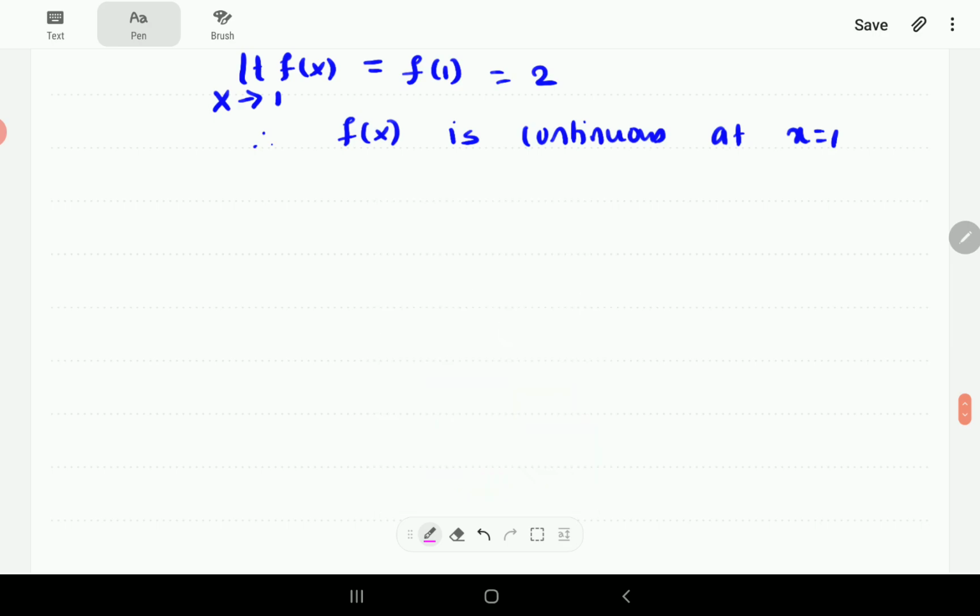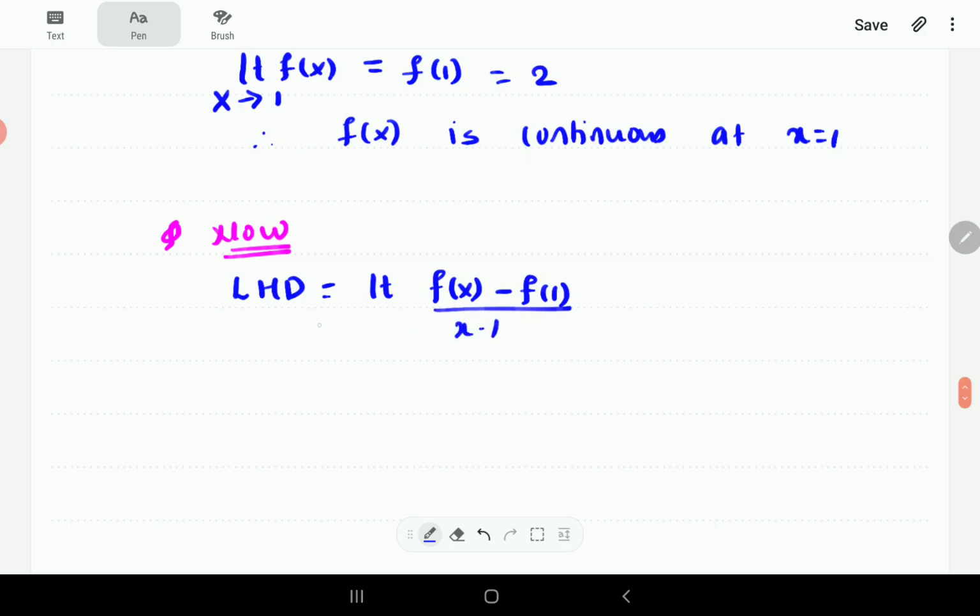So let's check the derivability. For the derivability, let me check the left hand limit. This is equal to limit of f of x minus f of 1 upon x minus 1 as x tends to 1 minus 0.